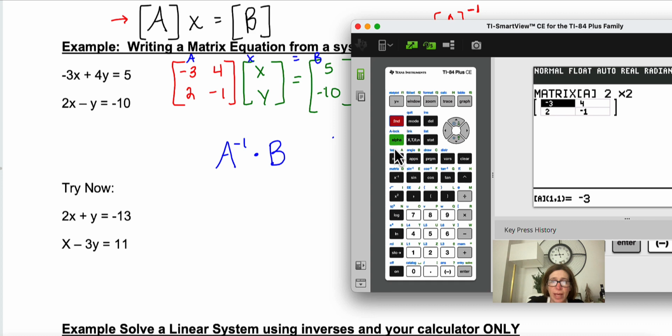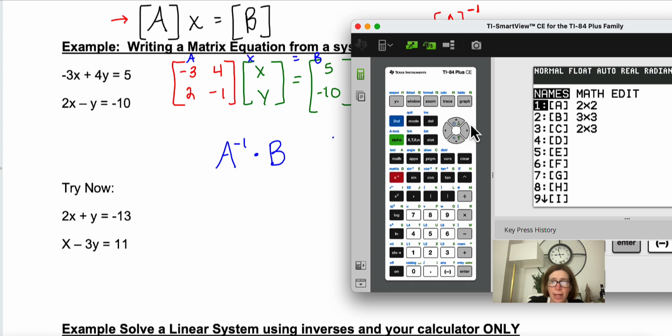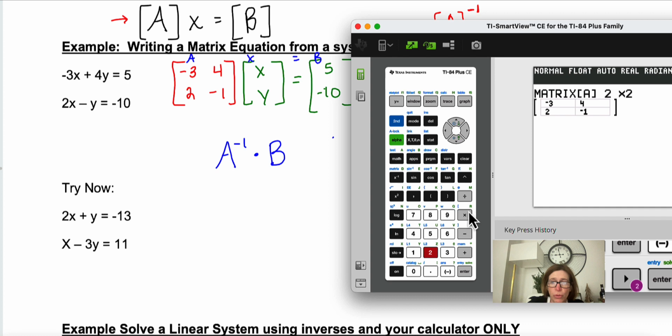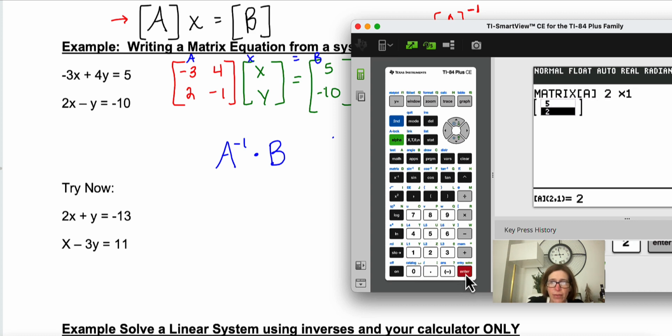And then I'm going to do second matrix, and I need to put in B, which is a 2 by 1. So I'm going to press enter, and then 2 by 1. Sorry, 2 by 1. And I'm going to put in 5 and negative 10. All right, I've got my matrix entered.